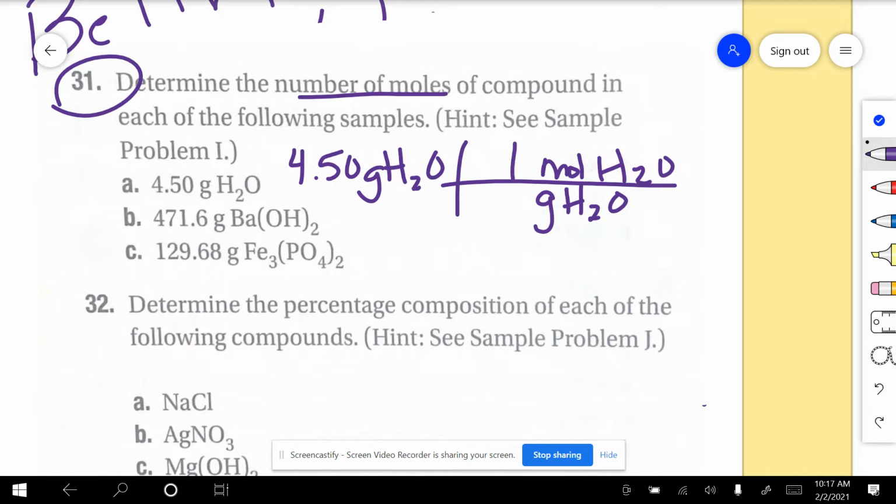18. Where did that come from? Atomic mass of oxygen is 16. The 2 hydrogens is 2. 16 plus 2 is 18.